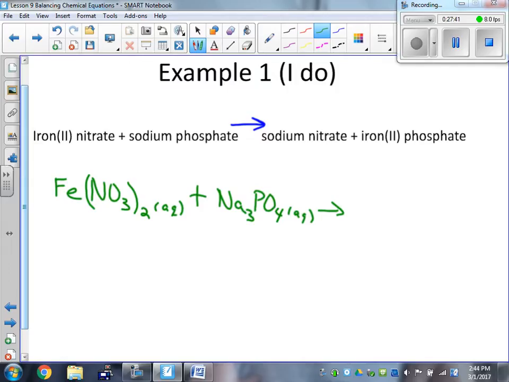So if I mix these two compounds together, it says I get sodium nitrate. Sodium is a 1 plus. Nitrate is a 1 minus. So 1 plus, 1 minus, swap and drop. We don't write ones, right? And that'll be aqueous again here. Once again, we'll explain that in a bit. And we get some iron 2 phosphate.